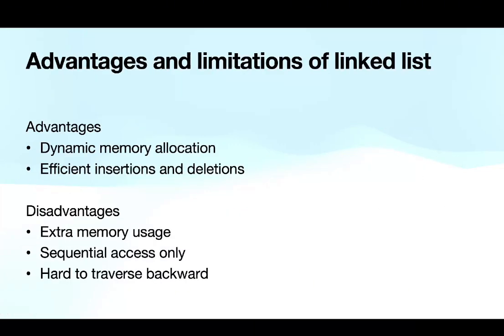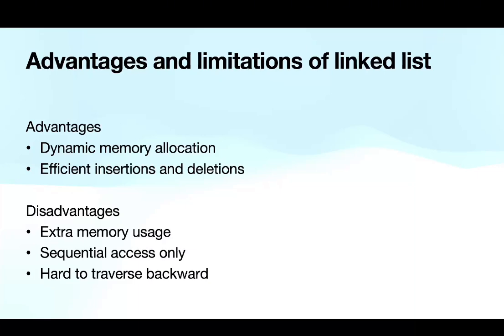So what are the advantages and limitations of a linked list? The advantage is that it has dynamic memory allocation, meaning that it does not have to be stored next to each other, and you can save a lot of memory, and you can add or remove elements easily. The second is efficient insertions and deletions. We can just manipulate the pointers. For example, if we add an element, we just change the pointer from the previous element to this element, and this element to the previous next. So we can easily insert and delete elements.